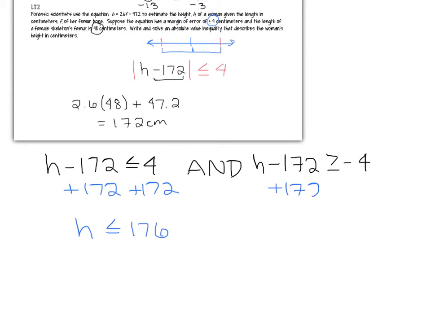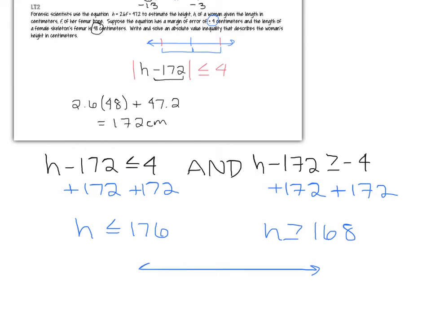And then over here, we add 172. And we get h is greater than or equal to, oops, my apologies, I think there's an error now that I'm looking at the work on my solution guide on TestStream. It's going to be 168 centimeters, okay?